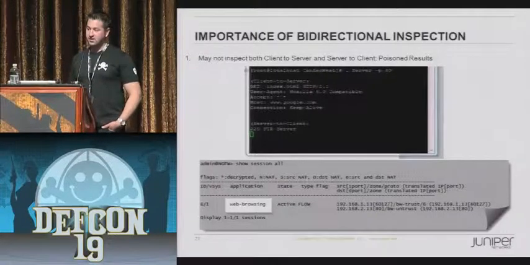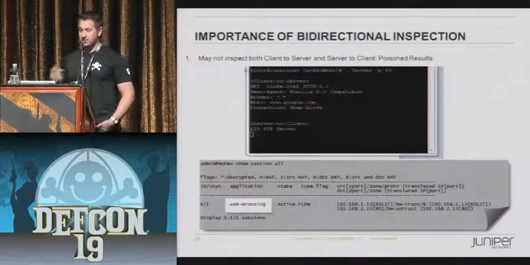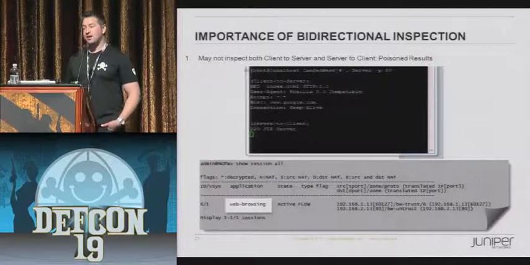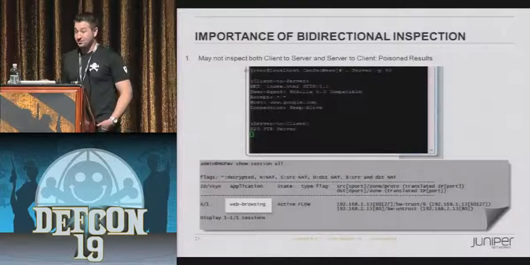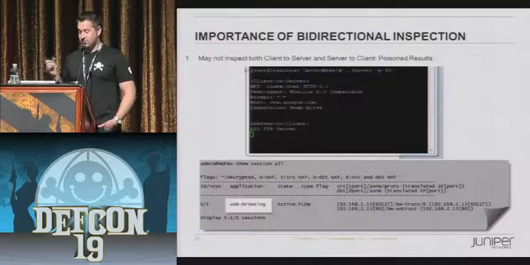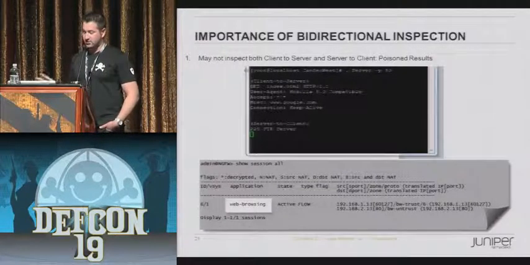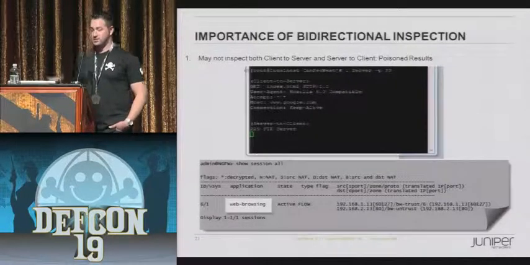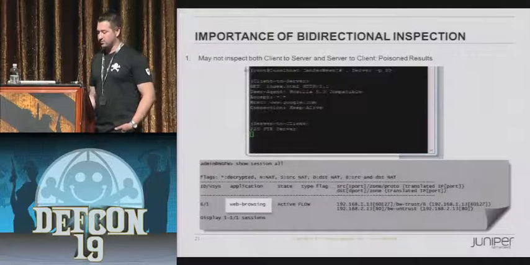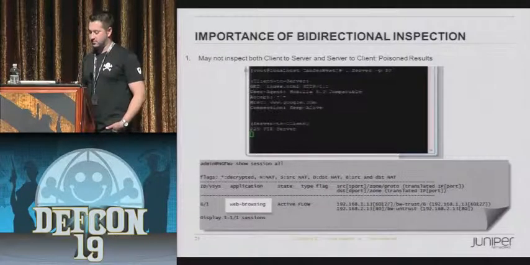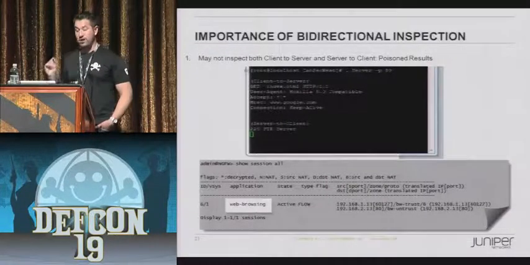First off, accuracy issues, because a lot of times you need to look at the server to client response to be able to make a good guess. FTP and SMTP actually look really, really similar, as it turns out. If you're not looking at both directions, it can be very hard to tell the difference, especially depending on the implementation of the different SMTP and FTP servers. So bidirectional inspection is going to be really important.